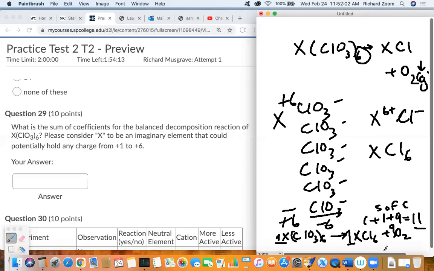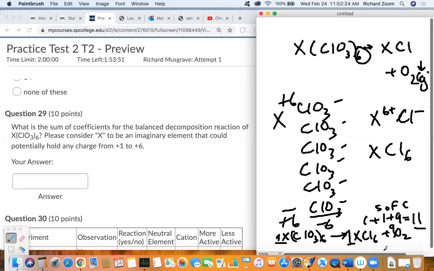I feel like something's missing here, Christian, but I'm not sure what it is. I get it now. When going through it the first time, I thought we had to try and figure out what X was. So I was scrolling through the table. No, it's not. It does say here, please consider X to be an imaginary element. The key word there is imaginary.